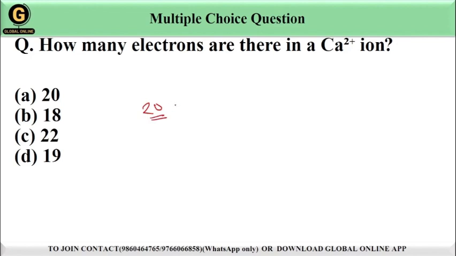However, when it forms a calcium 2+ ion, it loses 2 electrons. Therefore, a calcium 2+ ion will have 18 electrons, that is 20 minus 2. This makes it positively charged with a charge of +2. So the correct option is option B, 18. Let's move to the next question.